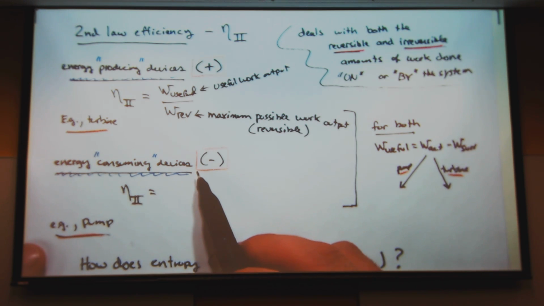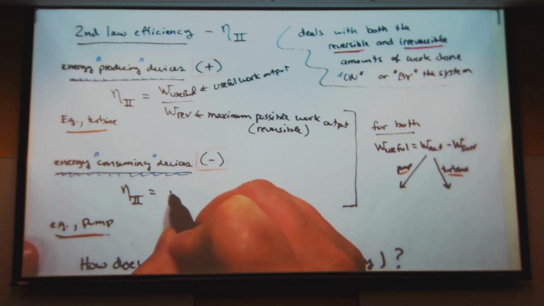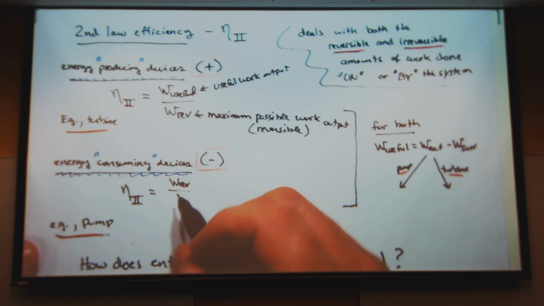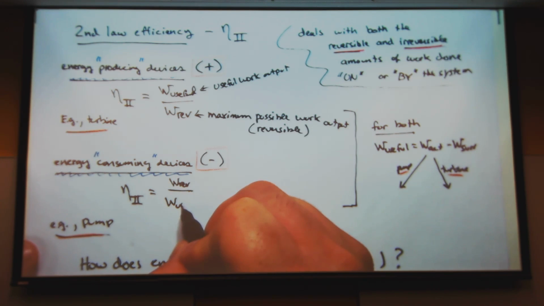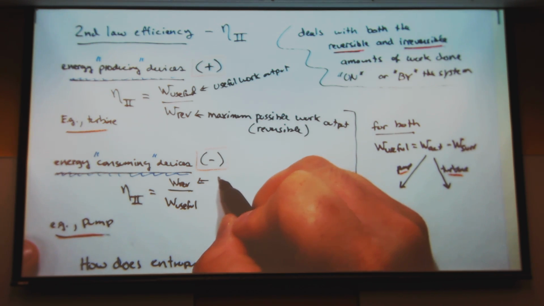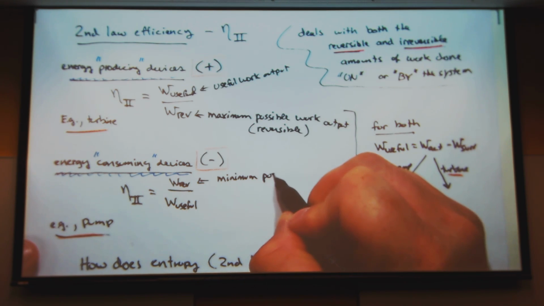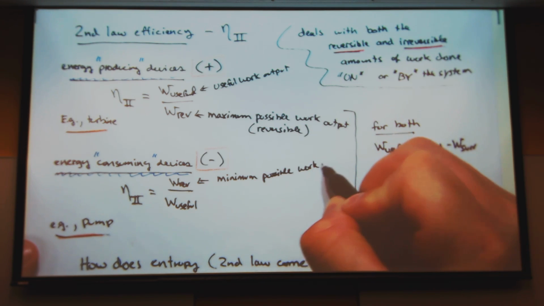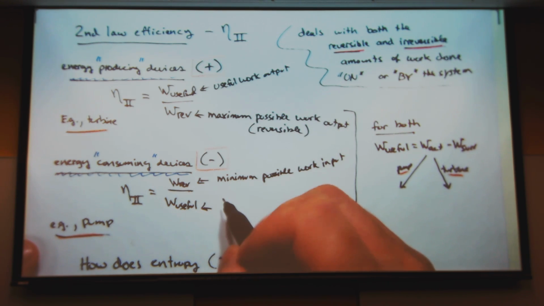Now for energy consuming device, it kind of switches around. This would be a pump. Then it ends up being work reversible, but this is the work reversible input over work useful. So this is the minimum possible work input, and this is the useful work input.